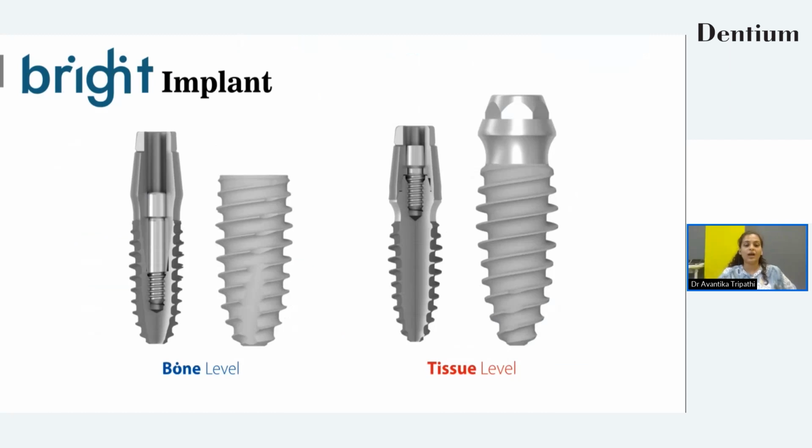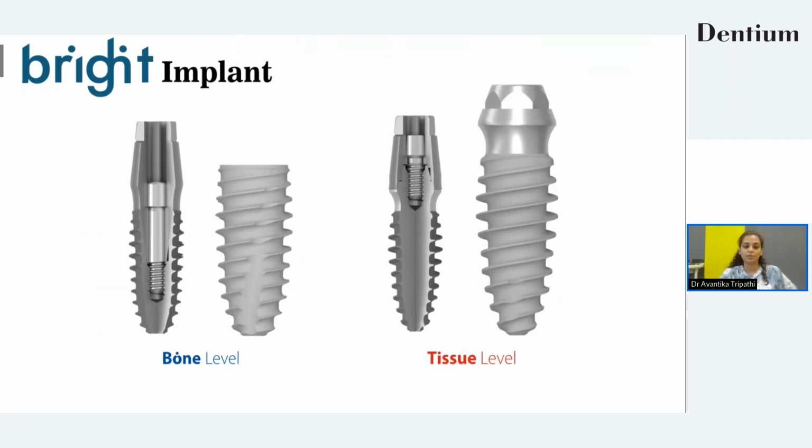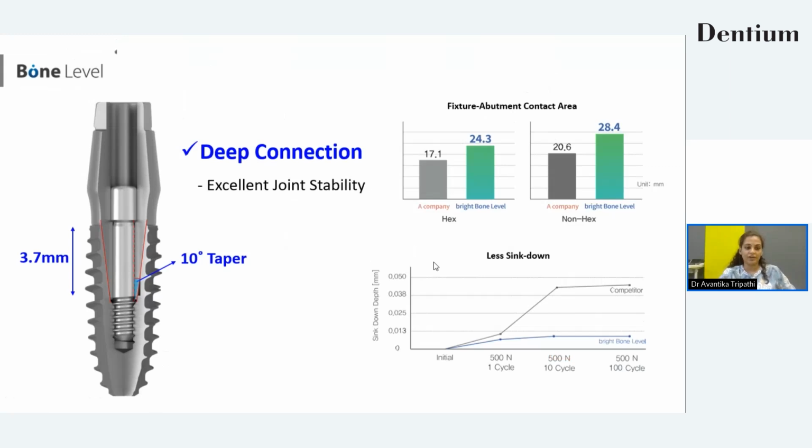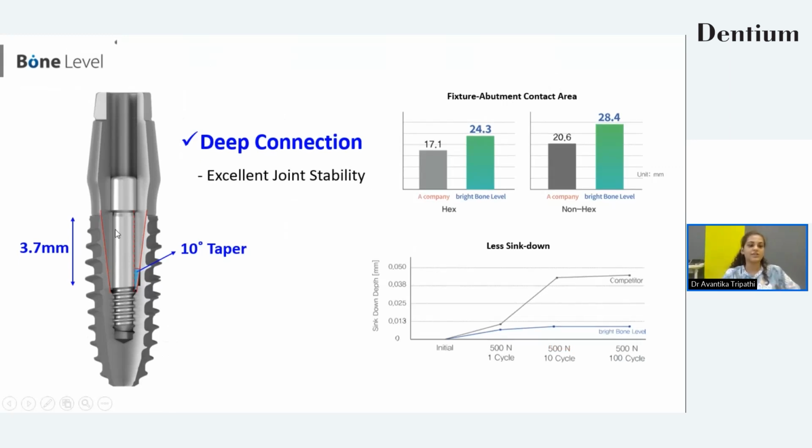Now, the Bright implant is available in two variants, bone level and tissue level. This one is bone level and this one is tissue level. The bone level variant's key feature is its deep connection. The abutment is seating at a depth of 3.7 mm inside the fixture, and it makes an angle of 10 degrees with the internal surface of the fixture. So it has a 10 degree internal taper and a 3.7 mm deep connection.